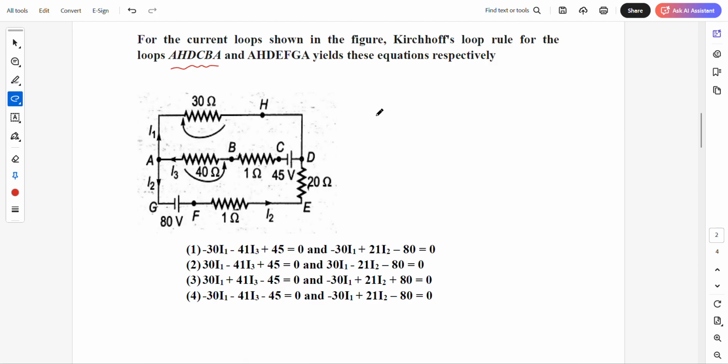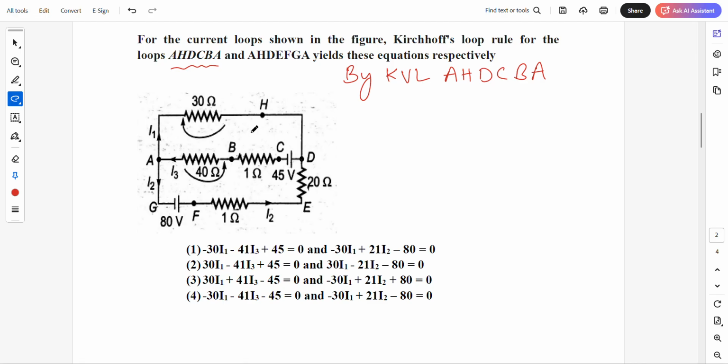Now we have to apply KVL, Kirchhoff's voltage law. You should not get afraid of this problem. Just write it down by Kirchhoff's voltage law. Which loop? The AHDCBA loop. We have to apply KVL. Now we'll start from here.